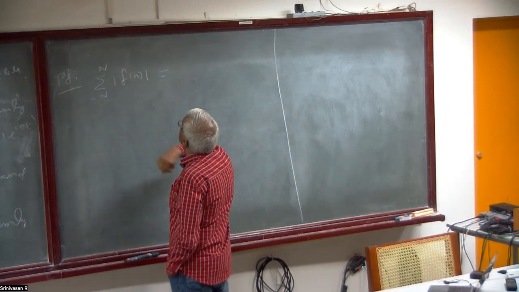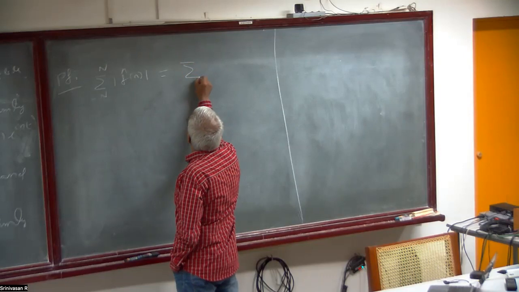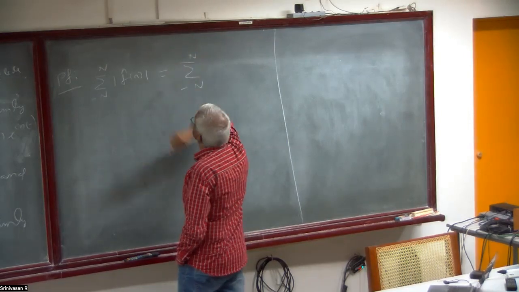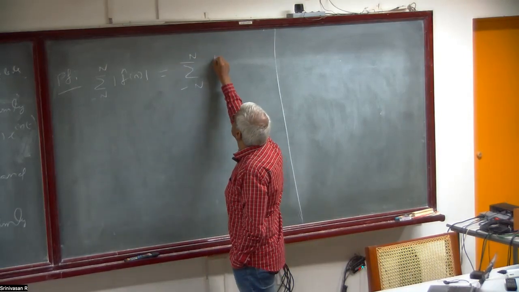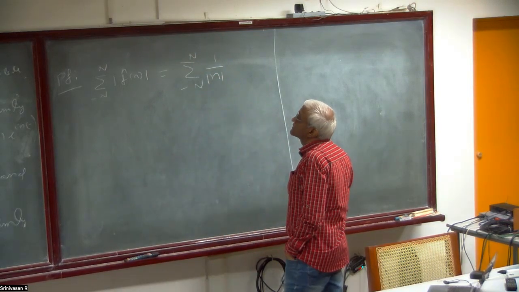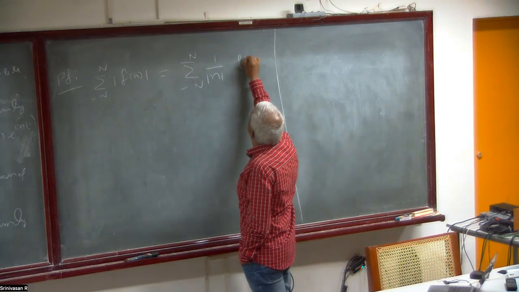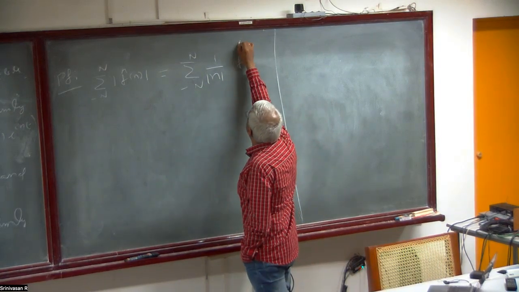And this is equal to, because it's once differentiable, the summation over minus N to N of 1 by n, maybe mod n, okay? Because there is minus mod n f hat at n.